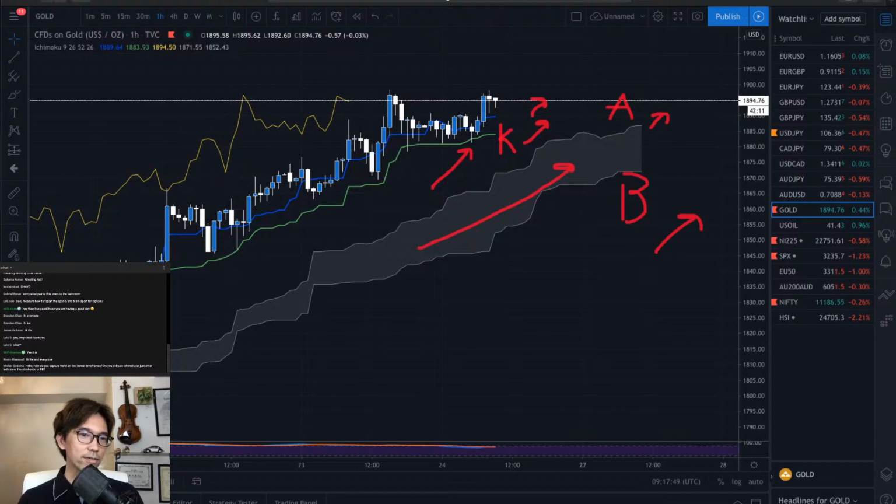Monthly time frame. Yeah, monthly time frame, I sometimes look at it. By the end of the month or the beginning of the month, I look at the monthly time frame, because that's when the monthly candlestick closes.